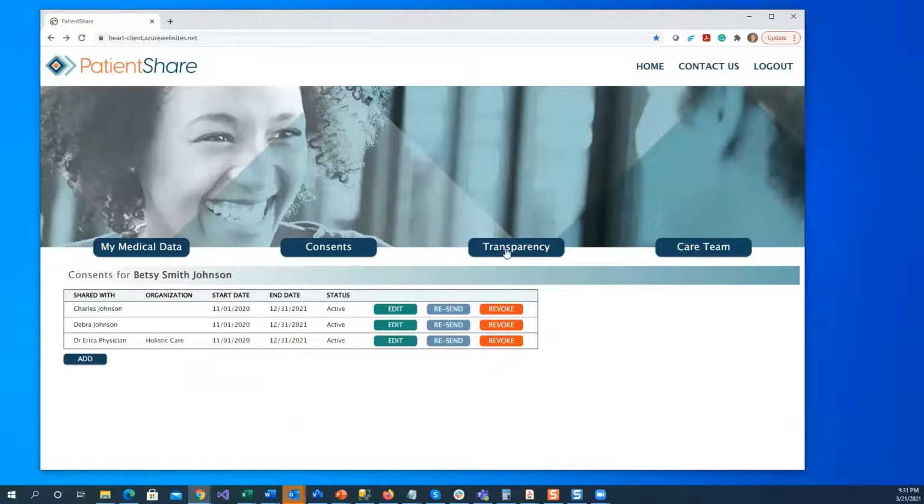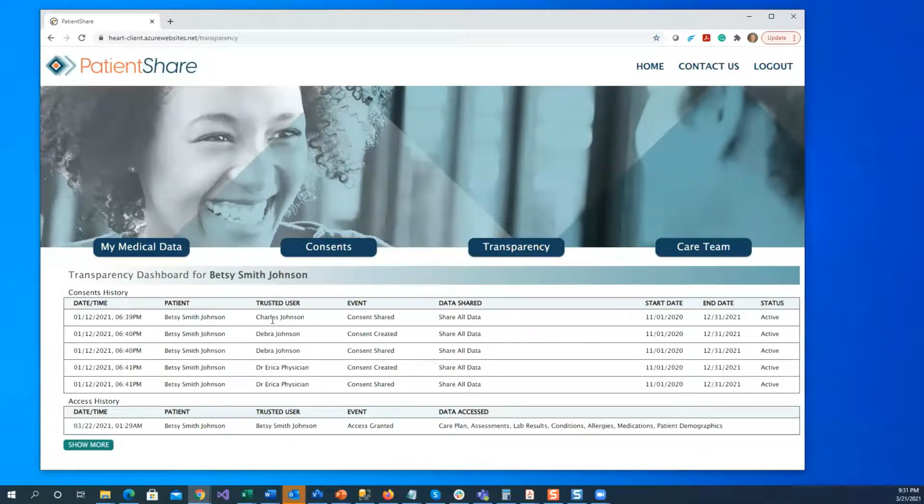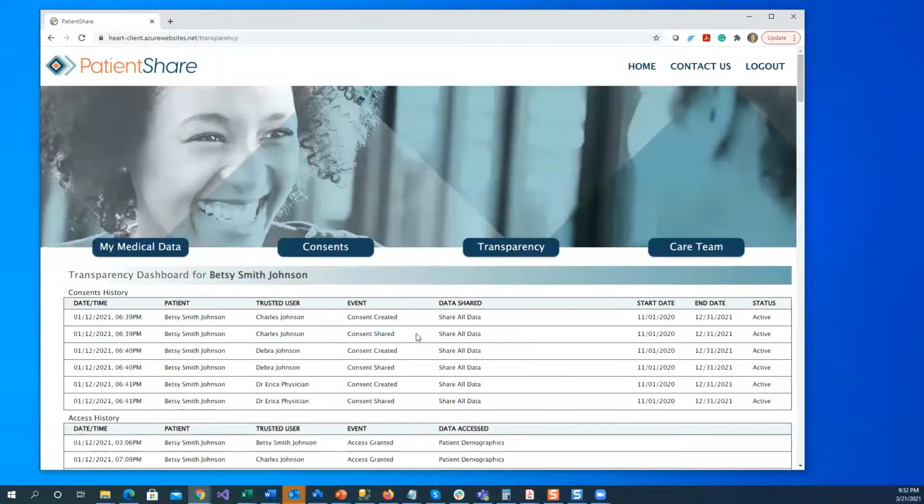Additionally, should we have a transparency feature where Betsy can be informed whenever she's created or changed a consent, or if she would have a delegate, that would be recorded as well. In addition to that, it shows complete access to her history, who's accessed what part of the data.